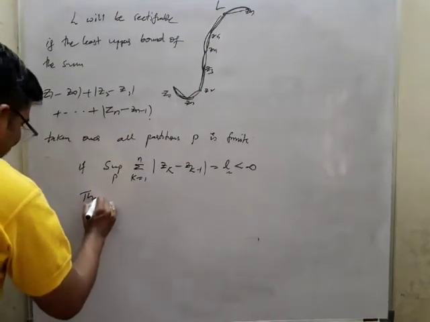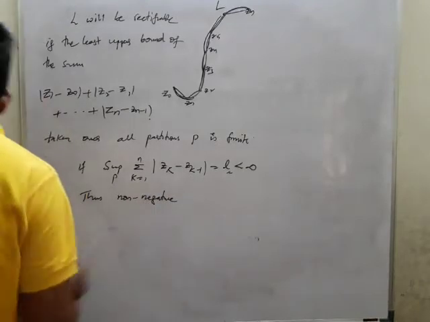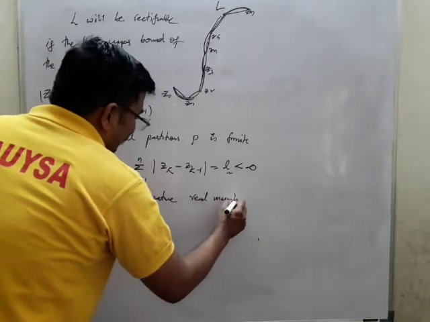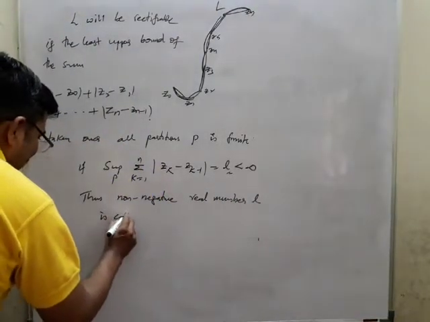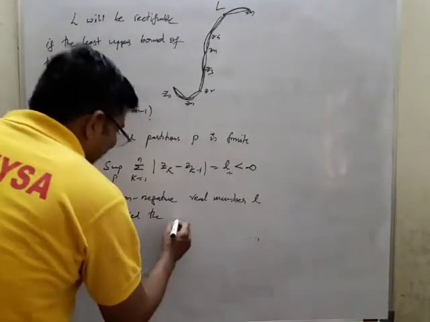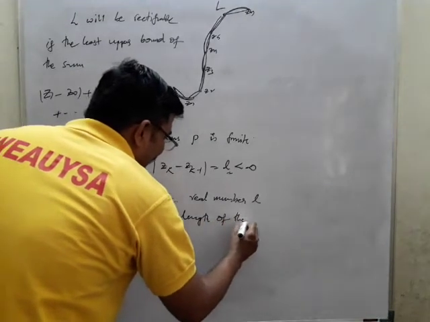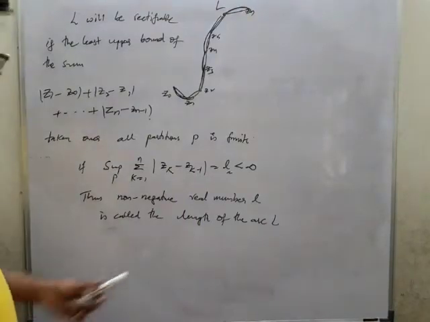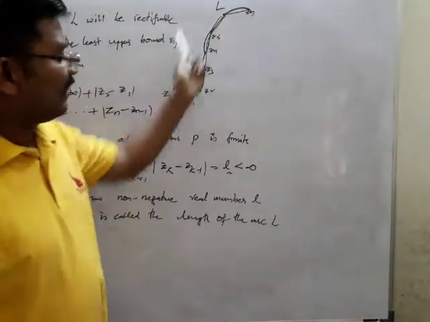Thus the non-negative real number L is called the length of the arc L. So the non-negative real number L, whichever value you get, becomes the length of the arc L.